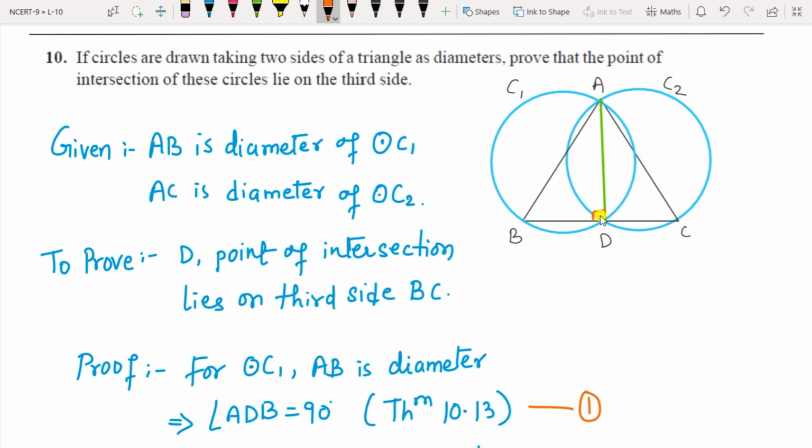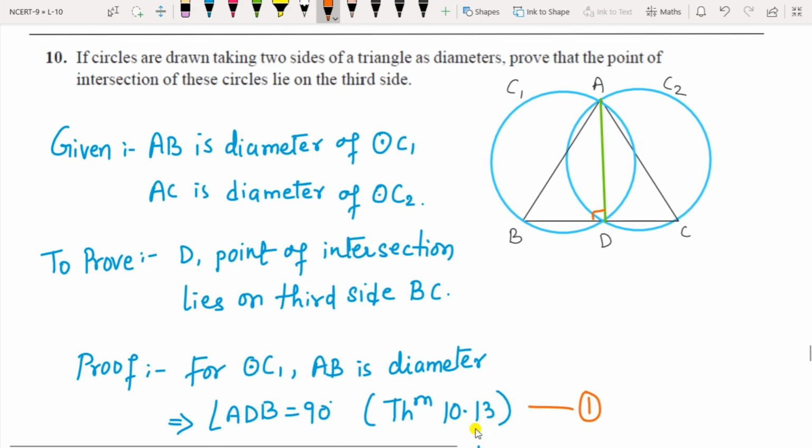as we have seen from theorem 10.13 that if a chord is a diameter, then the angle subtended by it in either of the semicircles at any point will be 90 degrees. That was the theorem that we have seen above. So therefore this will be 90 degrees. That is equation number 1.